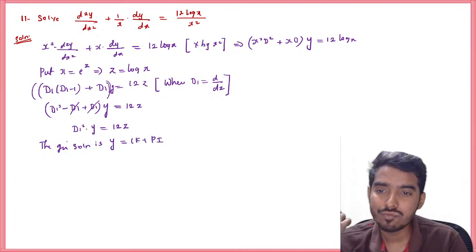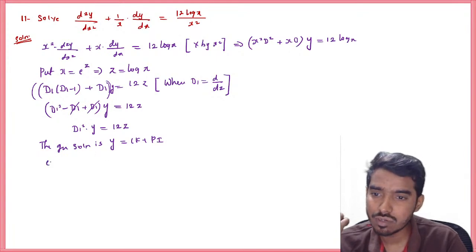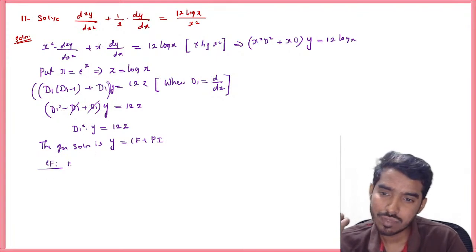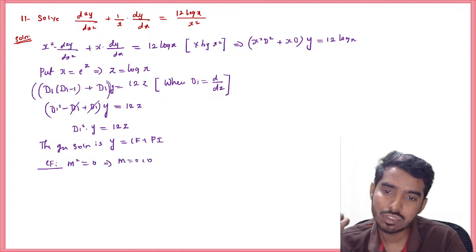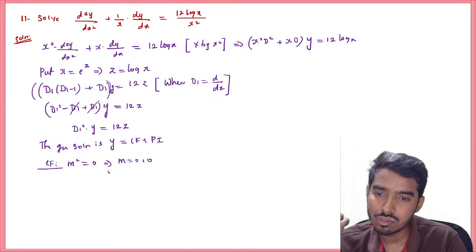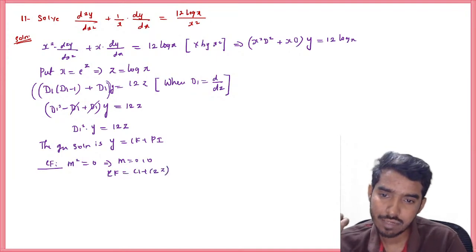So what is your CF? We have only m square equal to 0, right? So the auxiliary equation is m square equal to 0. That means m is equal to 0, 0. So we have two equal roots. That means your CF is (c1 plus c2 z) e power that root into z.